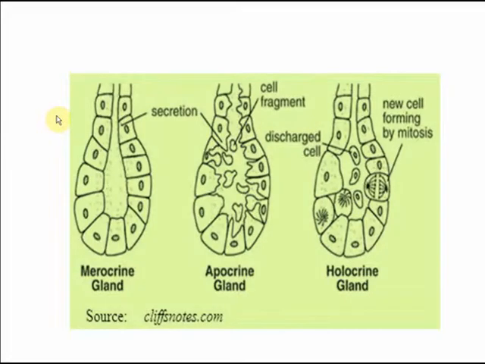Now you can see here the pictures of three types of glands: merocrine gland, where secretion is happening through diffusion; apocrine gland, where glandular secretion accumulates in the terminal part of the cell, which is pinched off. You can see here the cell fragment. And third one is holocrine gland, where cell is damaged during secretion, new cell is forming through mitosis. These are the pictures of three types of glands: merocrine gland, apocrine gland and holocrine gland.